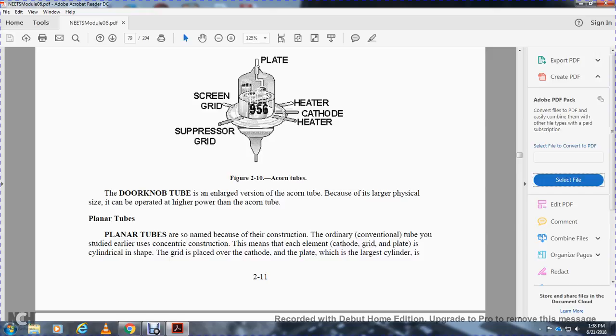The doorknob tube is an enlarged version of the acorn tube. Because of its larger physical size, it can be operated with a higher power than the acorn tube.